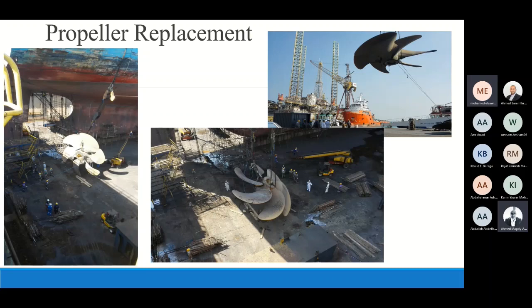So this is one of the propeller jobs which we have replaced. As you can see, we are rigging out the propeller, lifting it outside of the dock to replace it with another propeller. Okay, guys, as you can see, the size of the component we are dealing with is massive compared to what we see in the photos, pictures and drawings. So this is a rigging operation of a propeller.